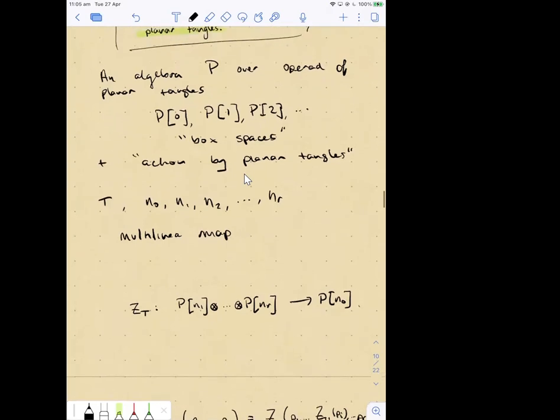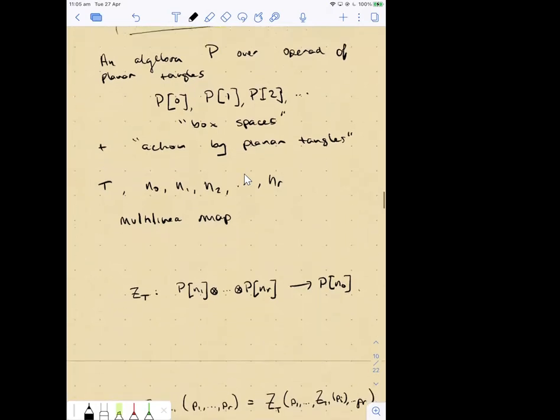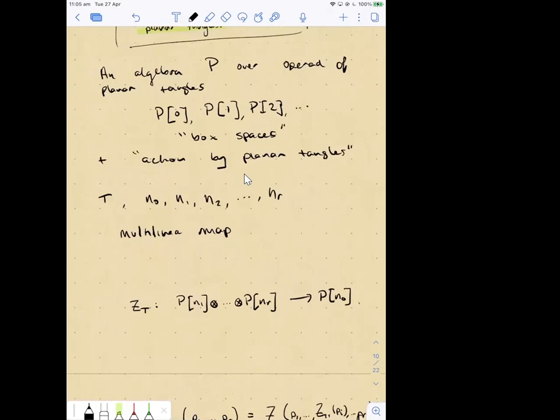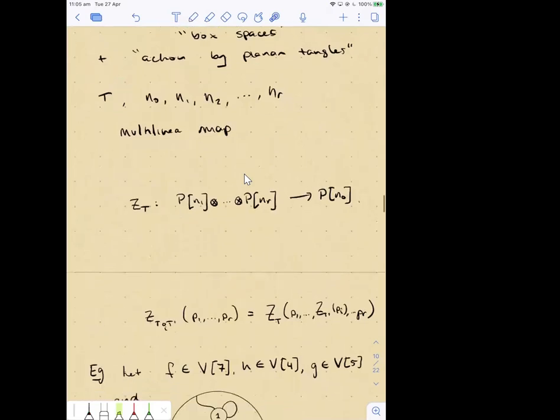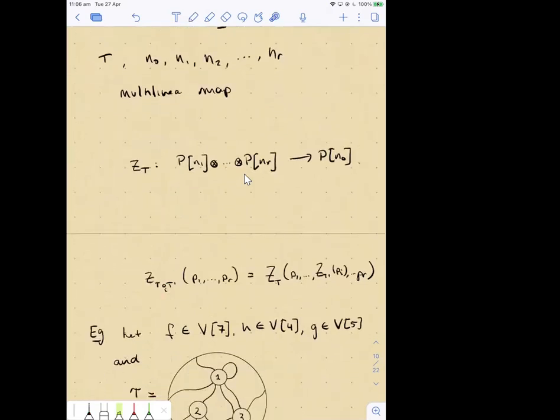So we have an action of this tangle T on a series of box spaces, which gets us into another box space. And this multilinear map has to be coherent with the notion of the planar tangle operad composition we just discussed. What that means is if we have 2 tangles, T and T prime, then Z of T circ_i T prime has to be coherent in some way with ZT and Z of T prime.